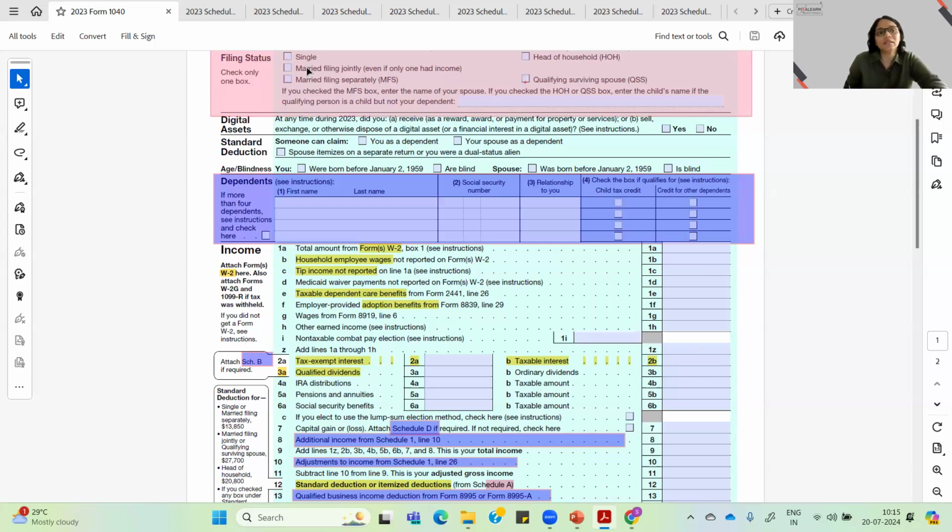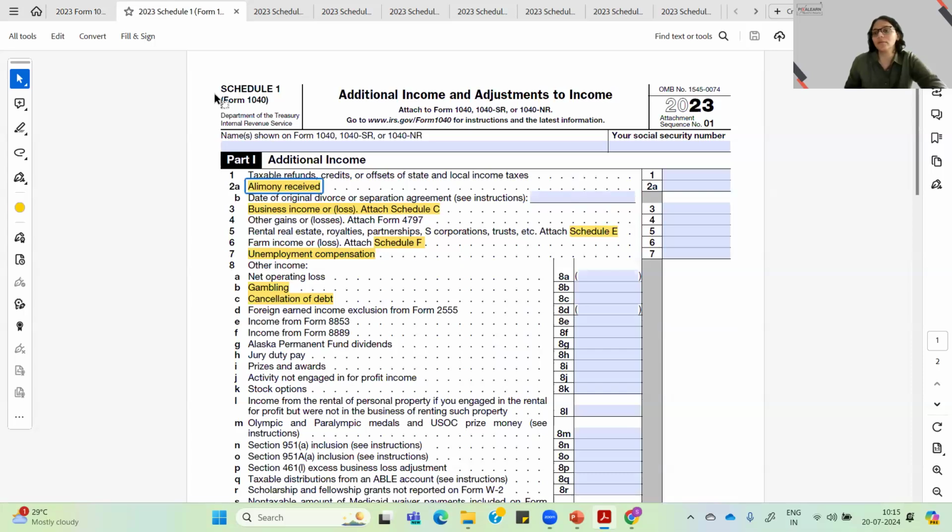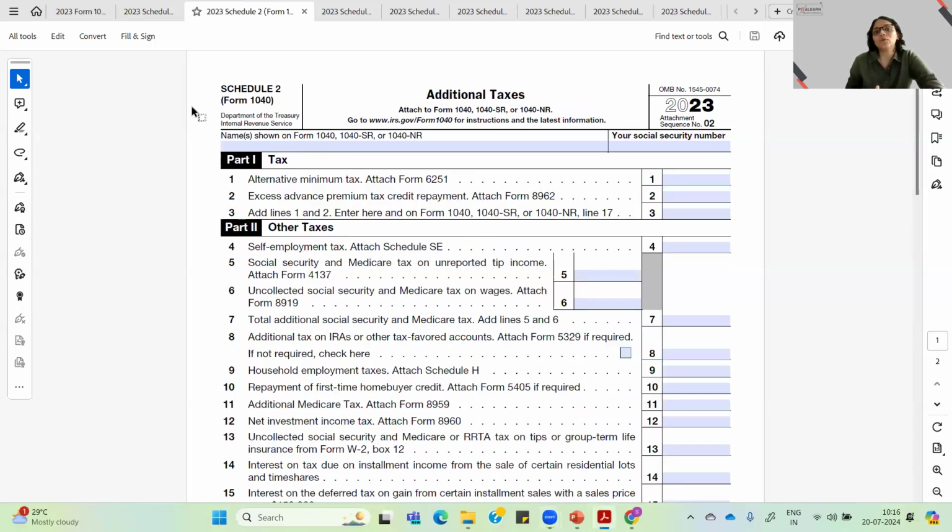If you look at it, there are other schedules. Can you see this? Some of the items are written on the face. Some of them have to move from where? Some of them have to move from Schedule 1. So all the other items of income, which I don't show separately on the face of Form 1040, I put in Part 1.